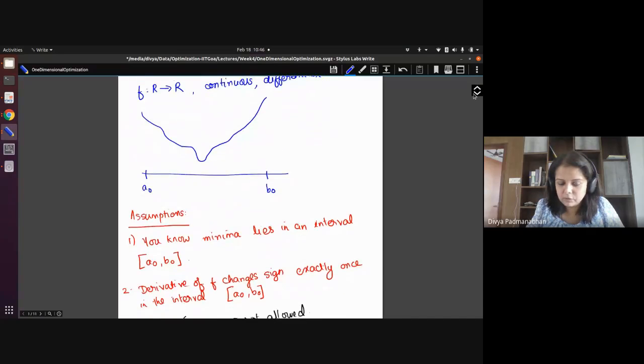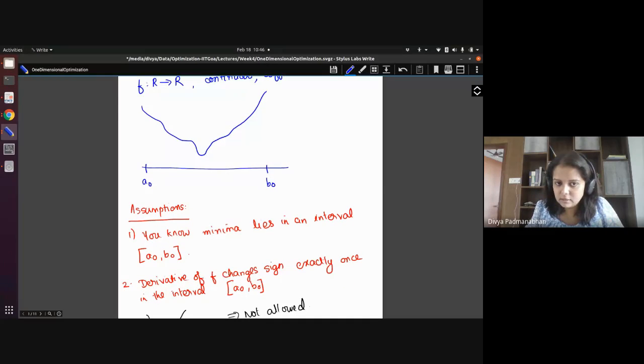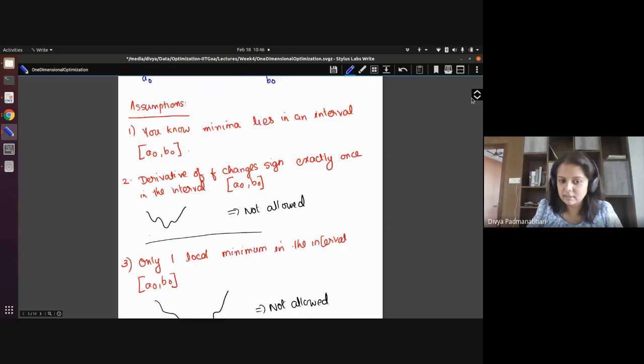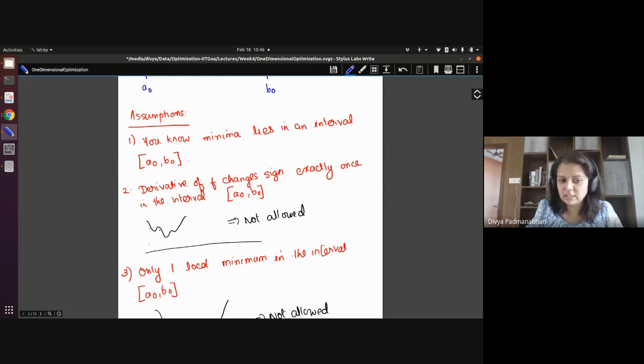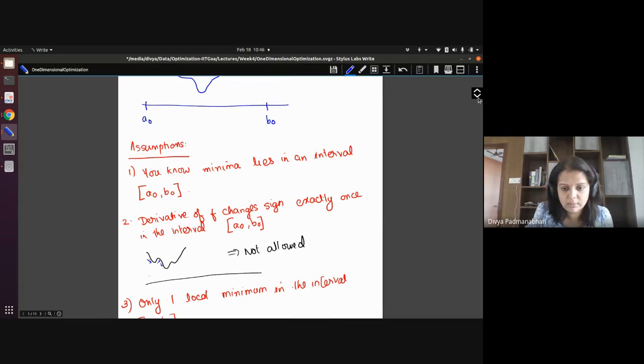One thing here is that you assume that the derivative of f changes sign exactly once. So you can't have some function like this where the derivative changes signs multiple times. Here the gradient is negative, whereas here it's positive. So this is one change. Now here again there's a change, the slope is negative here. So two changes have occurred and this is not allowed. Also an assumption that's made here is that there's only one local minimum in this interval. So you can't have something like this.